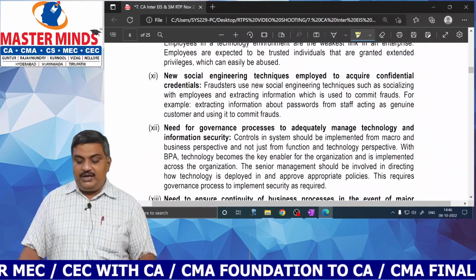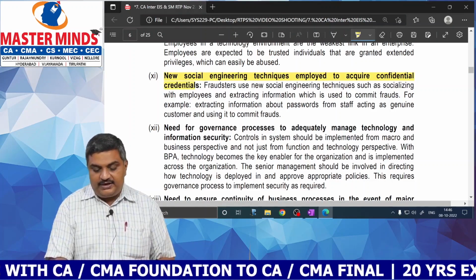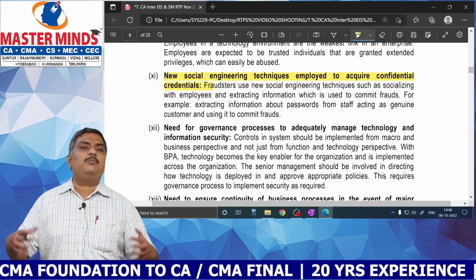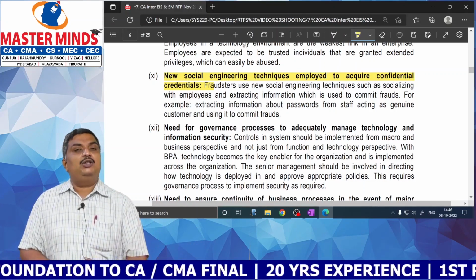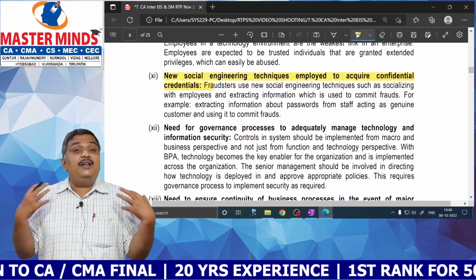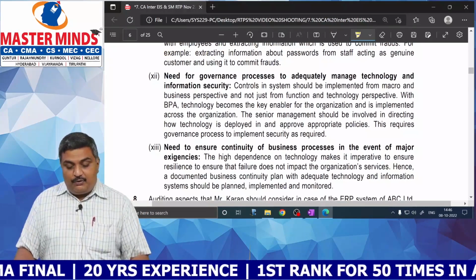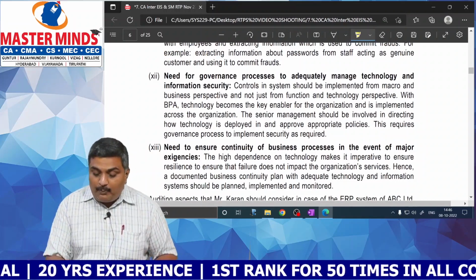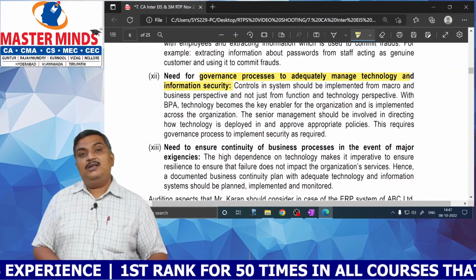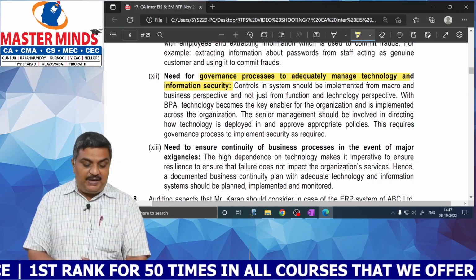And new social engineering techniques to acquire confidential credentials. See, today these fraudsters, hackers, are employing a large number of social engineering techniques using social media applications and all to get the confidential data of organizations. That is becoming a biggest risk today. And if there are no proper governance policies to adequately manage technology and information security in your organization, definitely that is going to be a biggest risk.